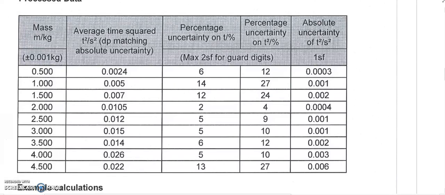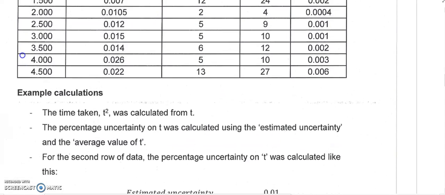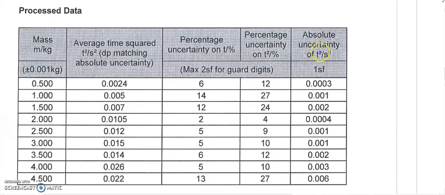We want the absolute uncertainty on time squared, because we want to be able to plot time squared with its error bar. Now then, if we were to calculate the percentage uncertainty on time, we could work out what the percentage uncertainty on time squared would be. And if we've got the percentage uncertainty on time squared, we can work out the absolute uncertainty on time squared. And this is where we want to be.